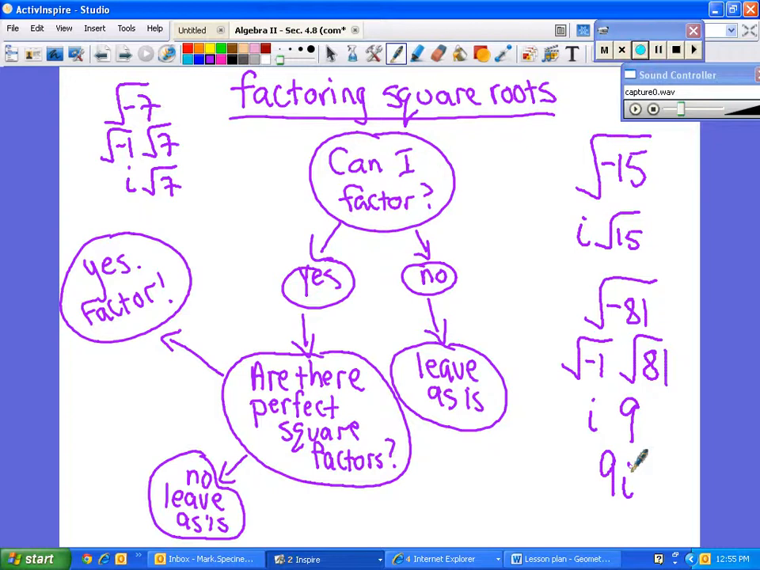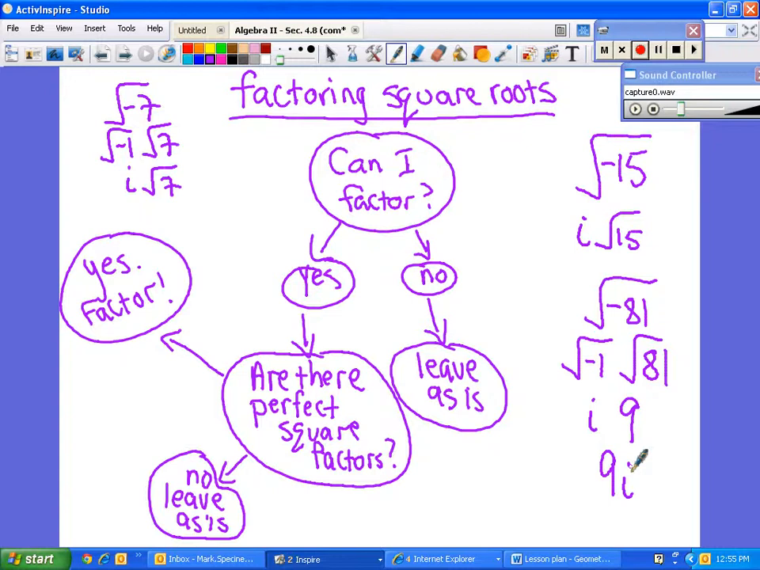I like this chart to help me figure out, can I factor it? Do I need to factor it? How do I factor it? I would certainly suggest that you write this down and keep it in your notes if you need it.